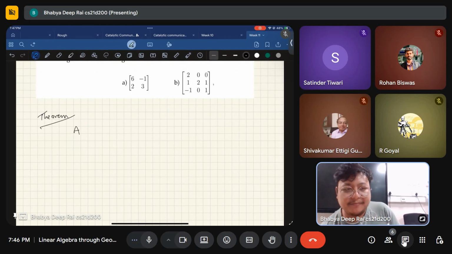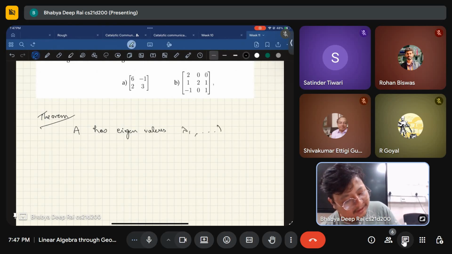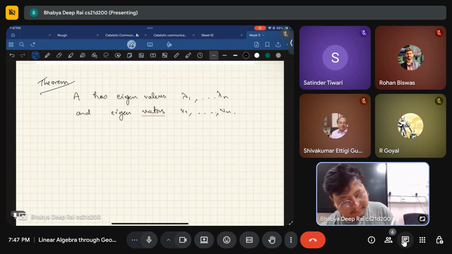Suppose A has eigenvalues lambda 1 to lambda n, and eigenvectors v1 to vn. So here is the way to diagonalize A.